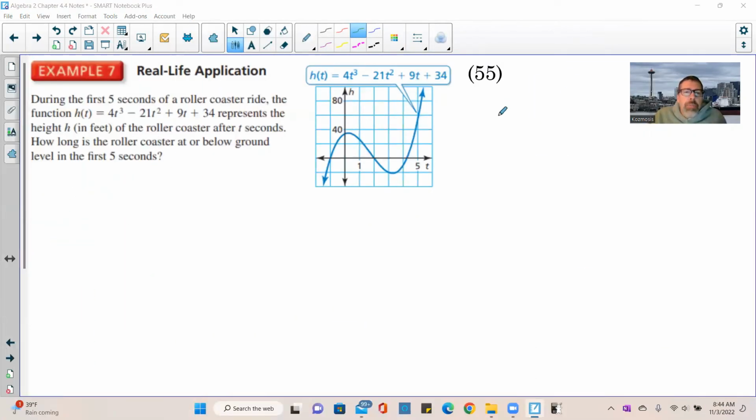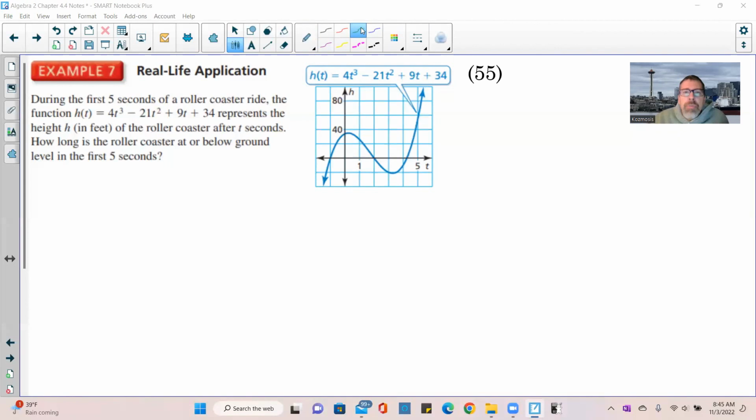Okay, this is a really neat problem. It says example 7, real life application. During the first 5 seconds of a roller coaster ride, the function h of t is 4t cubed minus 21t squared plus 9t plus 34. And it represents the height h in feet of the roller coaster after t seconds. How long is the roller coaster at or below ground level in the first 5 seconds?